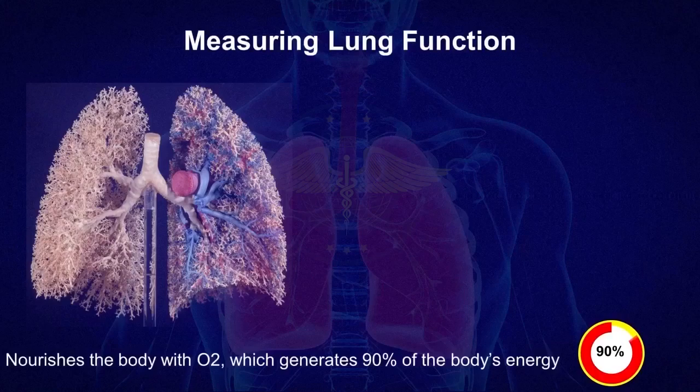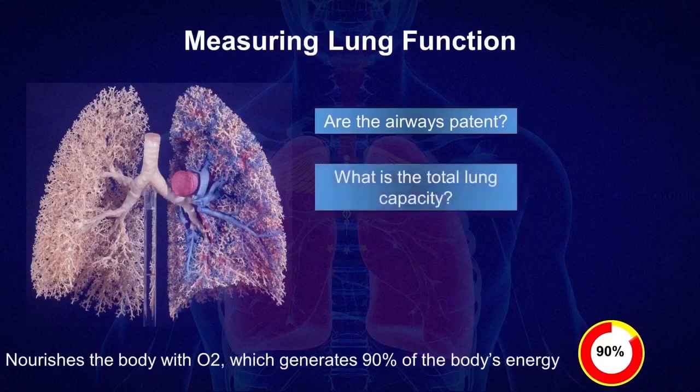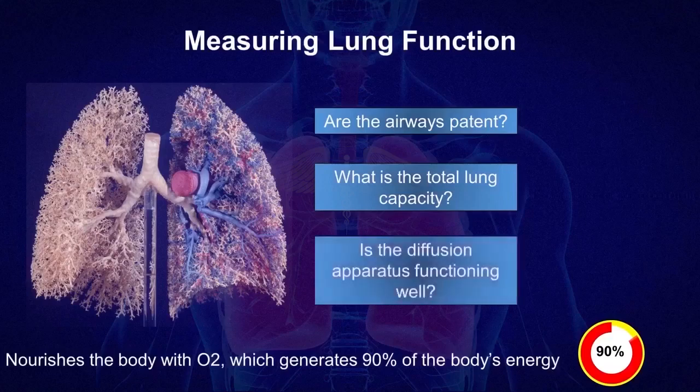In order for this to happen, various parts of the lung have to function properly. You need to have patent airways so that air can easily go in and out of the alveoli. You need to have a large number of alveoli so that there are sufficient alveoli to soak in the oxygen that is present in the air. And then you need to have a very thin alveolar capillary membrane through which oxygen diffuses into the blood.